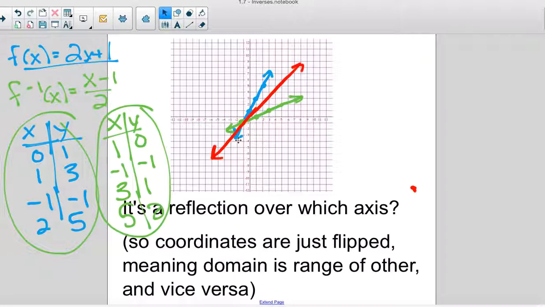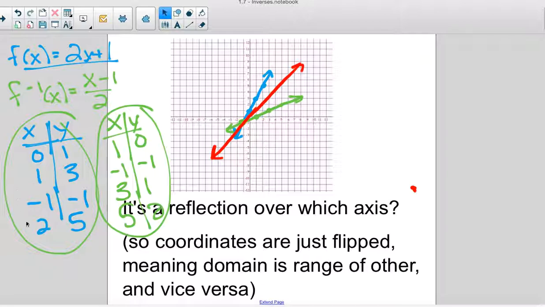And it's very easy to graph. If I ever ask you to graph a function and then graph its inverse, it's super easy. You don't even have to recalculate the inverse. You can simply flip the coordinates of the original and you will have a graph of the inverse. So it's a very easy question. You just have to know what you're doing.